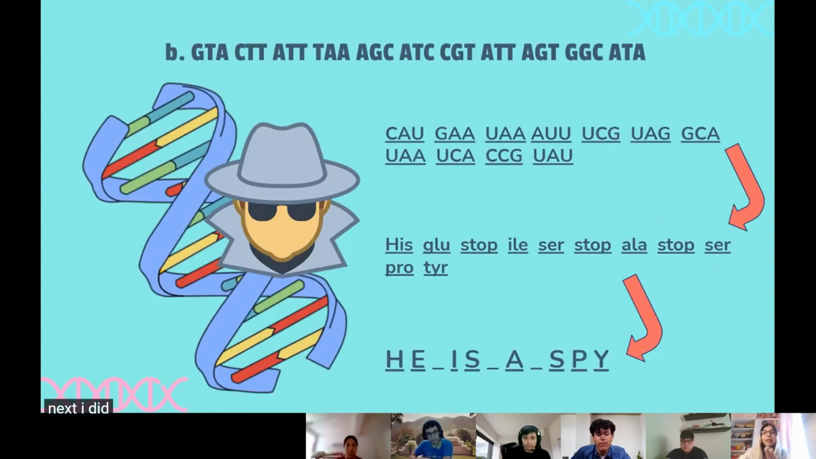Next, I did the same steps, which gave CAU, GAA, UAA, AUU, UCG, UAG, GCA, UAA, UCA, CCG, UAU, which translated into HIS, GLU, STOP, ILE, SER, STOP, ALA, STOP, SER, PRO, TYR, which translated into the sentence, he's a spy.